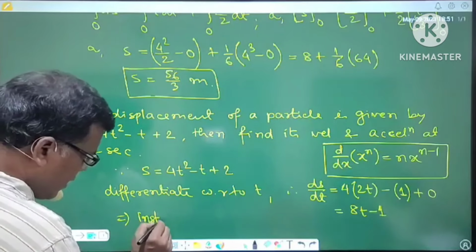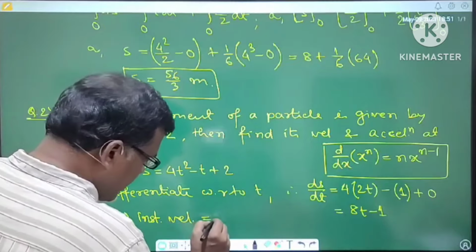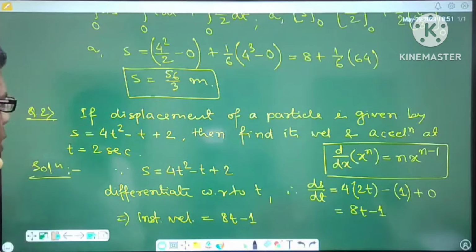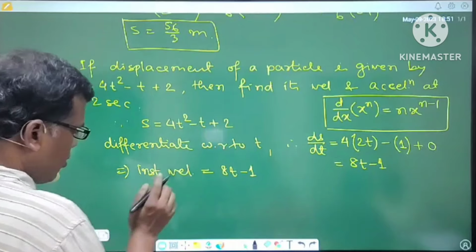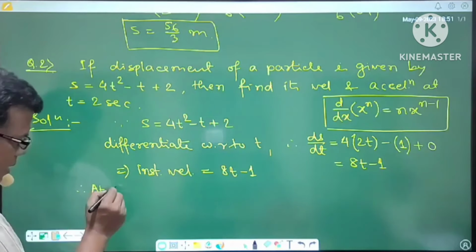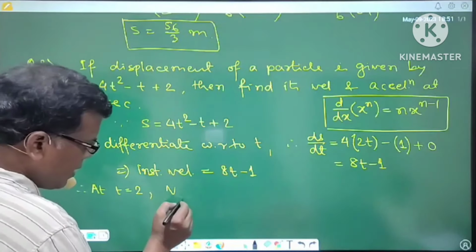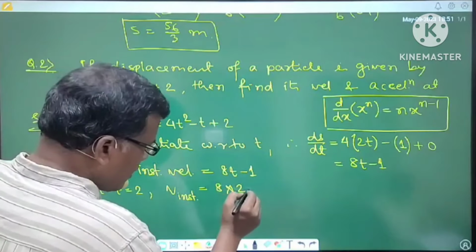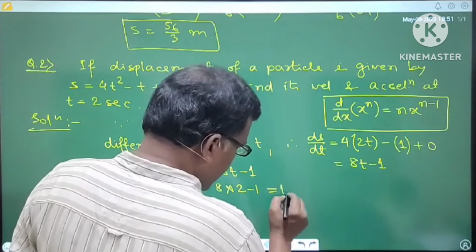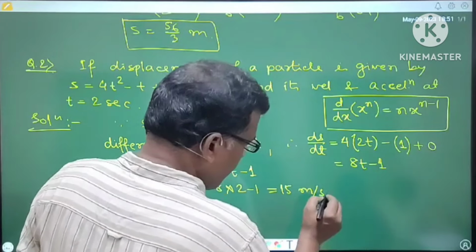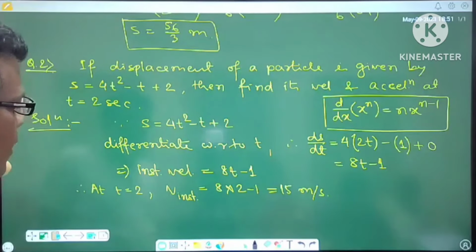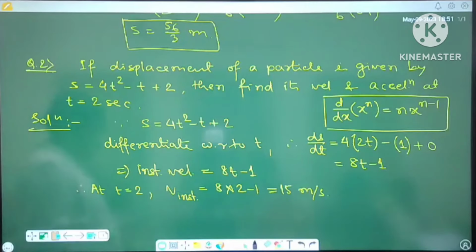is the instantaneous velocity, we are getting it as 8t minus 1. At t equal to 2 seconds, we need to know the velocity. So therefore, the instantaneous velocity at t equal to 2 seconds is 8 into 2 minus 1. So 16 minus 1, that is 15 meter per second. Okay, so this became 15 meter per second. So we got the velocity at the required instant.